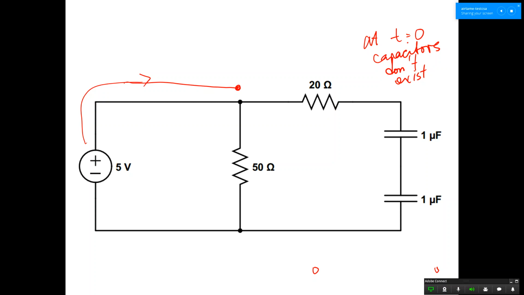Because what this is at the beginning is just a regular parallel circuit. So at t equals 0, you can make this drawing. At t equals 0, your voltage source is doing this. This one's got a 50 ohm resistor, and this one's got a 20 ohm resistor.